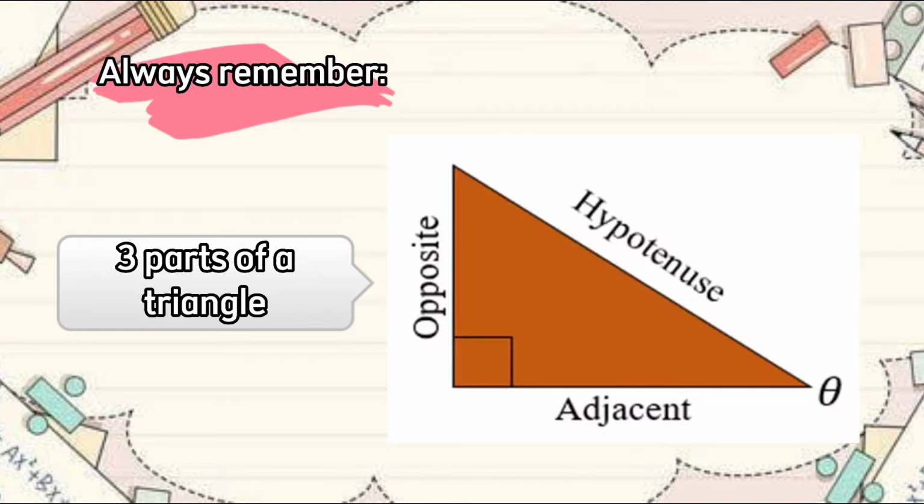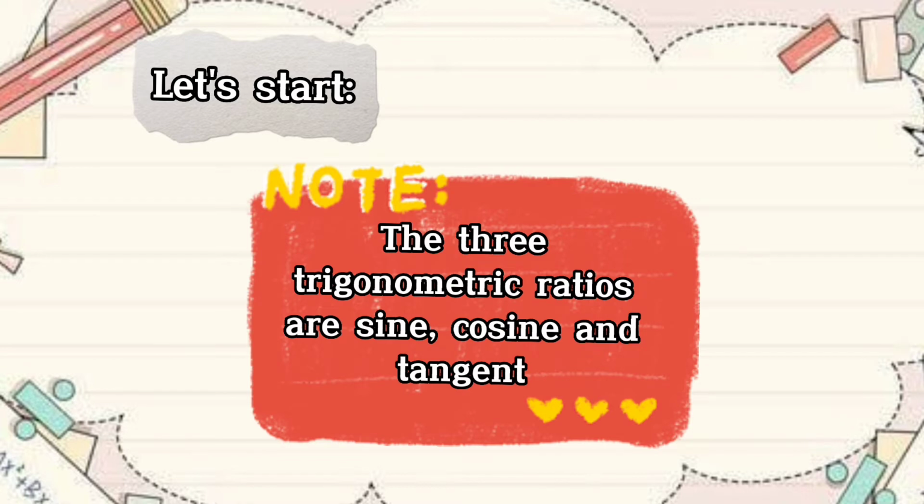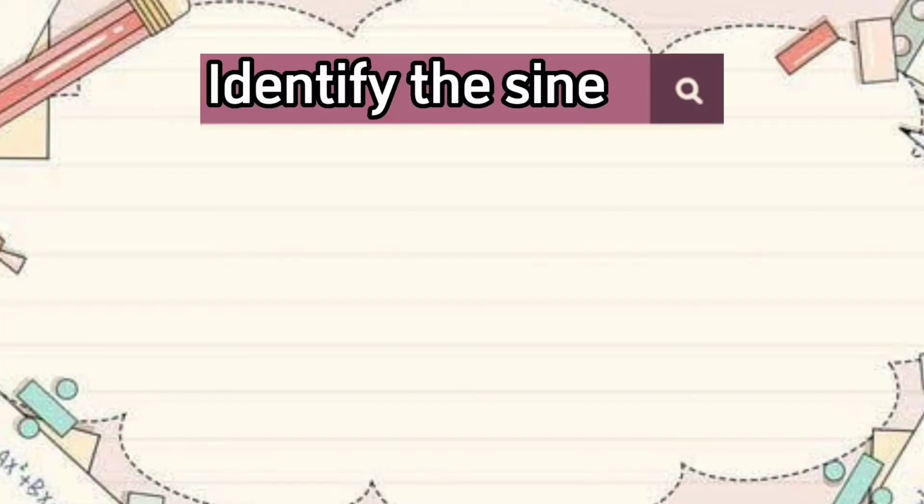Okay, these are hypotenuse, opposite, and adjacent. Okay class, now let us start our discussion. Again, the three trigonometric ratios are sine, cosine, and tangent. So let us first identify the sine.